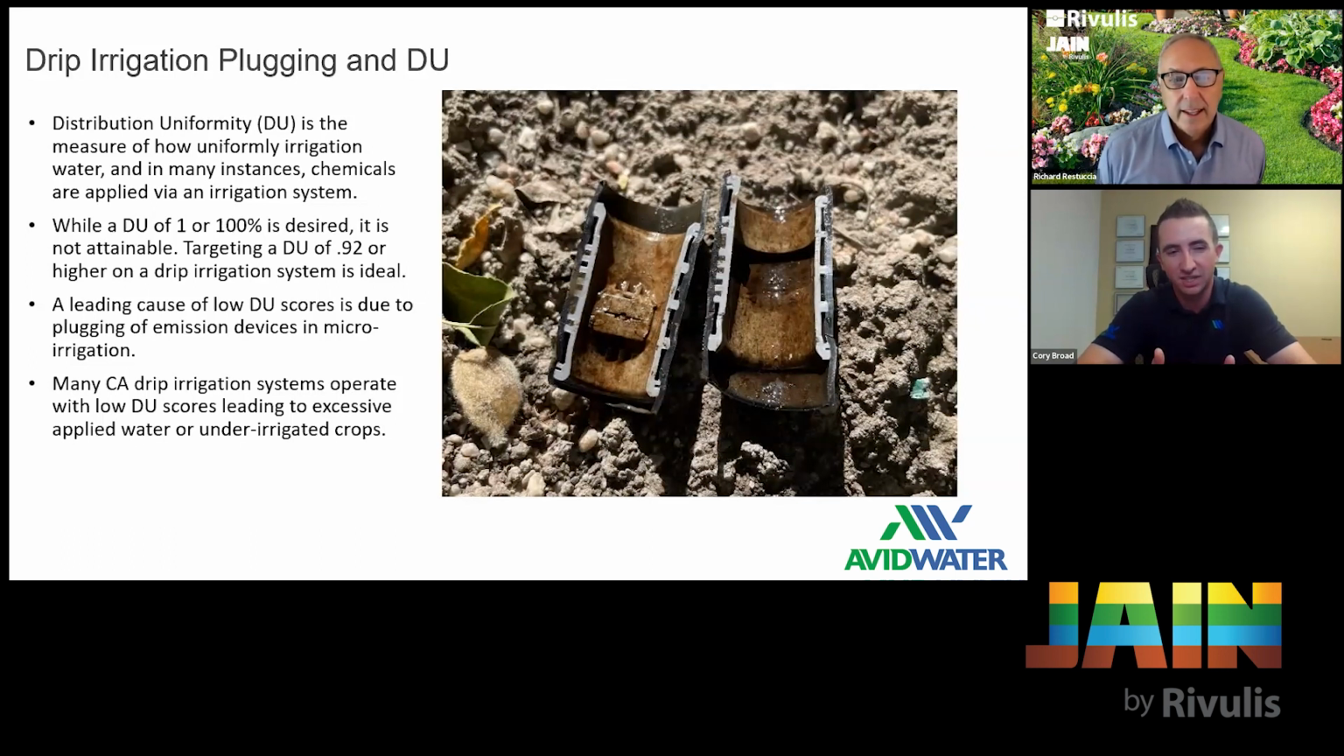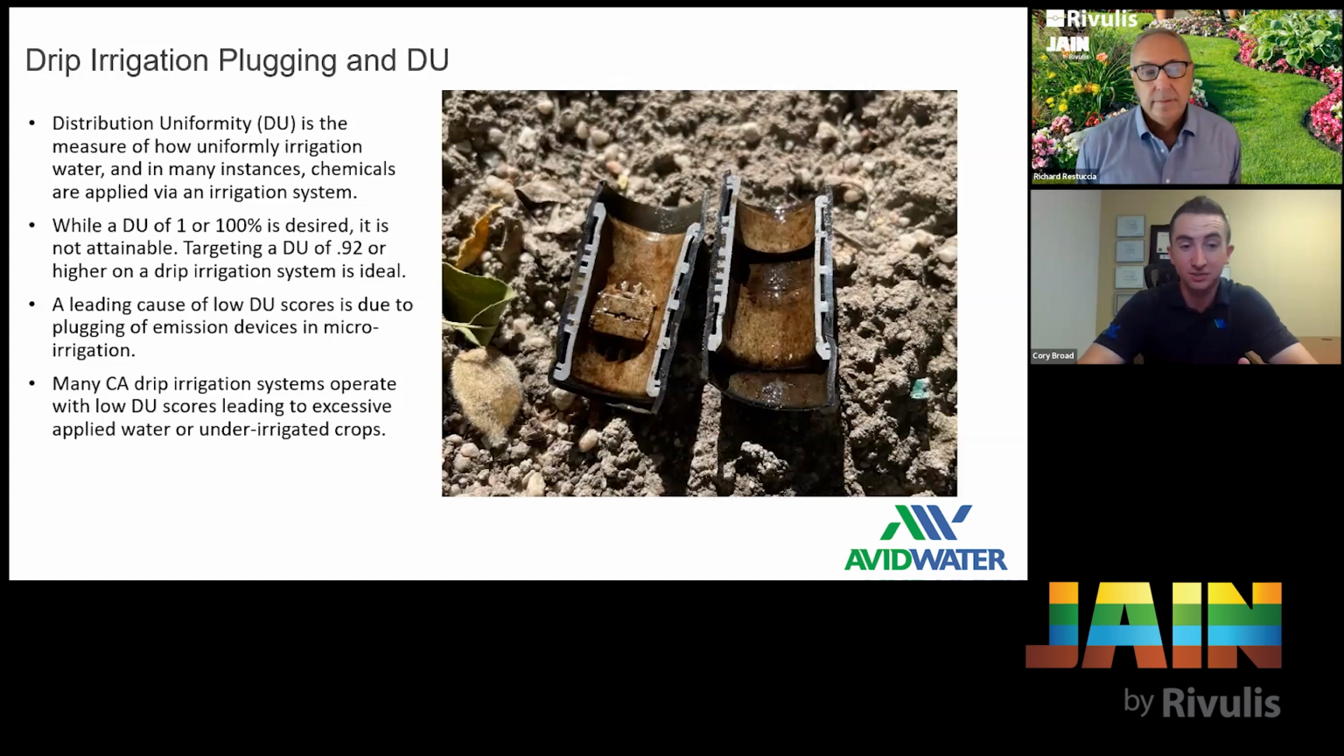I think most designers, if they put a DU on their system, there's probably a 9.2 to a 9.4 somewhere in there. Obviously, a DU of 1 is not possible. But essentially, distribution uniformity is an efficiency factor. It's a divider of how evenly water, fertilizer in most cases, is being applied to your crop. And obviously, there's a direct impact on crop productivity.